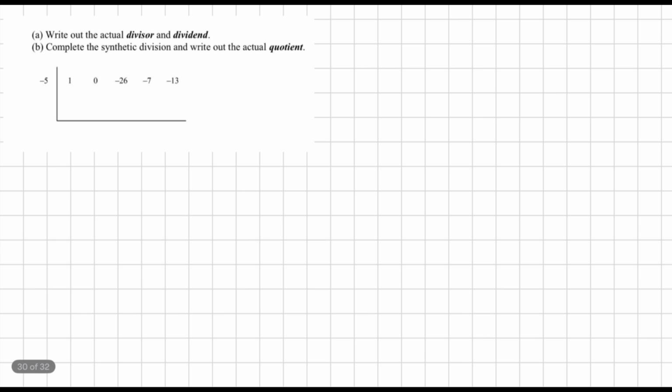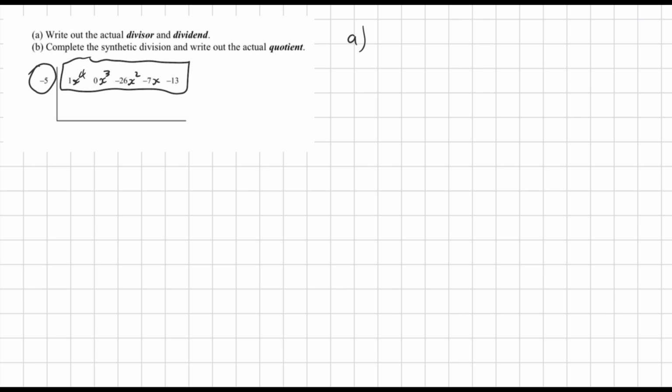Okay, question 2. A asks, write out the actual divisor and dividend, and then B says complete synthetic division and write out the actual quotient. So when A says write out the actual divisor and dividend, it wants us to write out like x plus or minus something, or x squared plus x plus whatever. These numbers are just the coefficients for the x variables. We know that this number has no x variable, so x is going to start here, and then x squared, and then x to the 3, and then x to the 4. So that's what this actually equals.